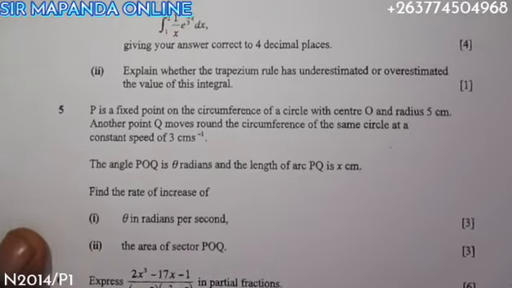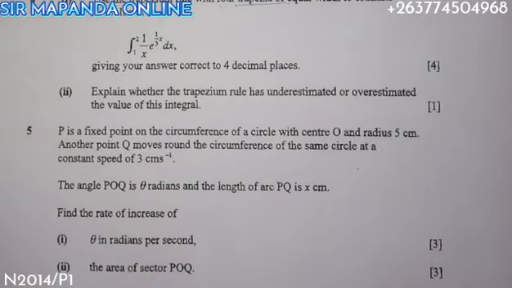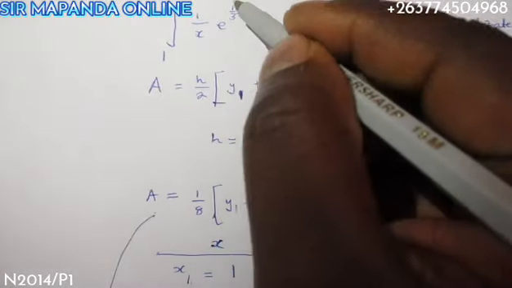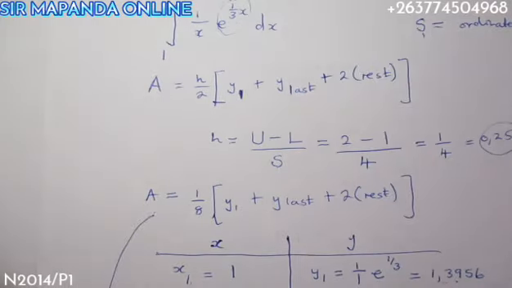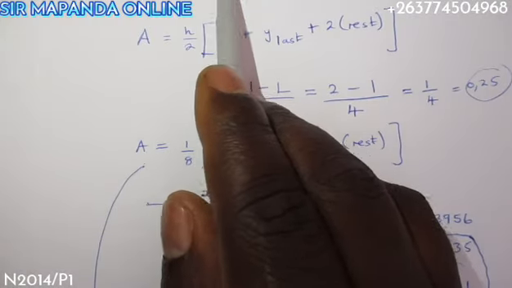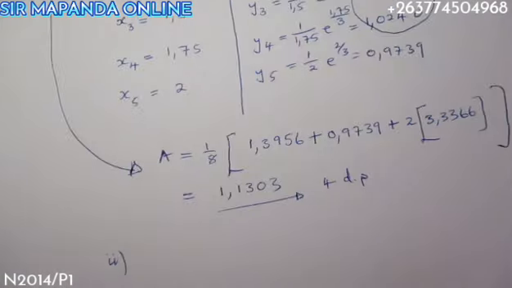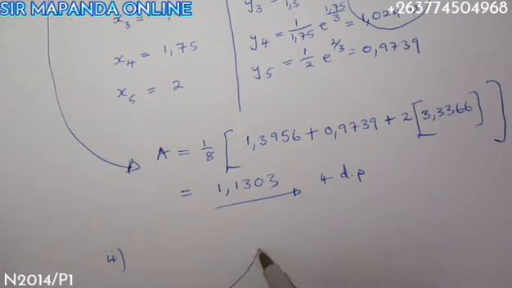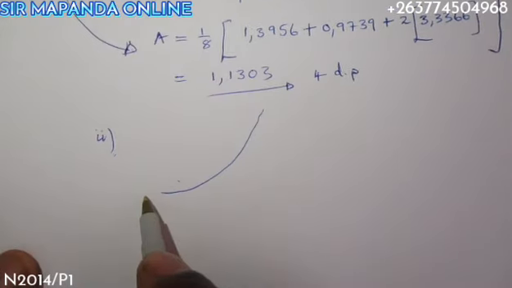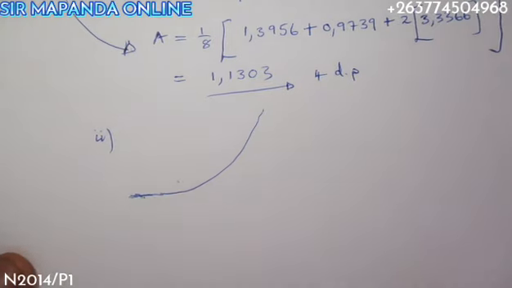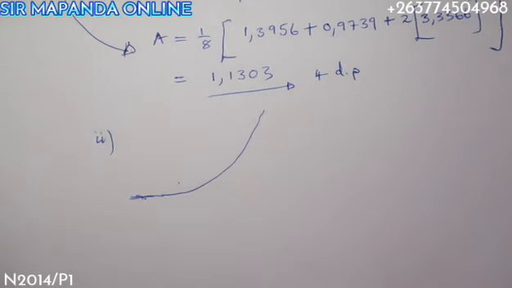Now moving on to item 2, it reads, explain whether the trapezium rule has underestimated or overestimated the value of this integral. Here you will be assisted by the nature of the graph, the exponential graph, where the power is 1 over 3x. I hope you are following. Right, so the curve, it comes like this. So this is the curve. It increases as x increases towards the infinite side.